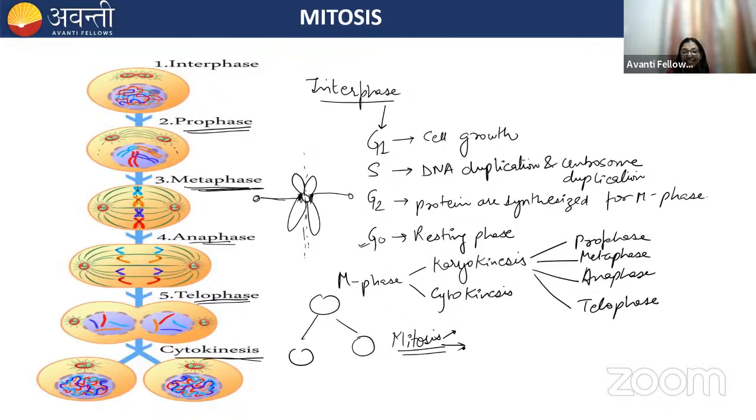Second, mitosis maintains the nuclear cytoplasmic ratio. When the cells grow, the nuclear cytoplasmic ratio of the cell gets disturbed. So to restore the nuclear cytoplasmic ratio, the cell divides again. So mitosis plays a very important role in maintaining the nuclear cytoplasmic ratio.